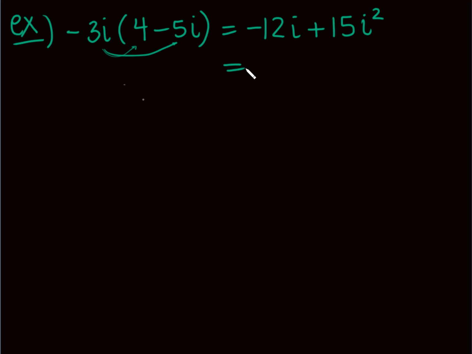Okay, what's my final answer then? i squared is a negative 1. So negative 1 times 15 is a negative 15. I'm going to put the real part first, and I'm going to put the imaginary part second. Okay, I hope that makes sense.